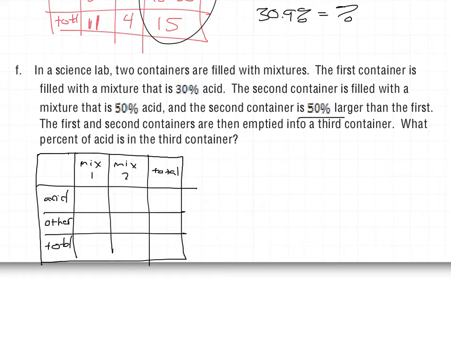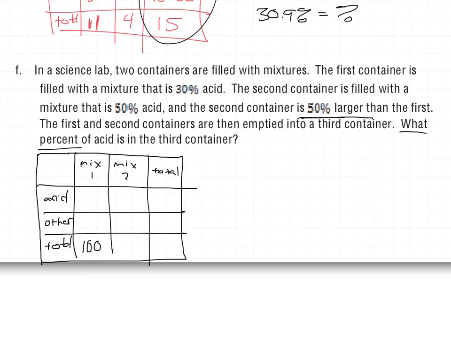So this is where things are going to get a little bit more complicated. We don't know the size of mixture 1, but we do know that the second is going to be 50% larger. Since we're being asked what percent, we're not asking for actual amounts. We can actually just pick values here. Just like we normally do, I'm going to pick for mixture 1 a total of 100.